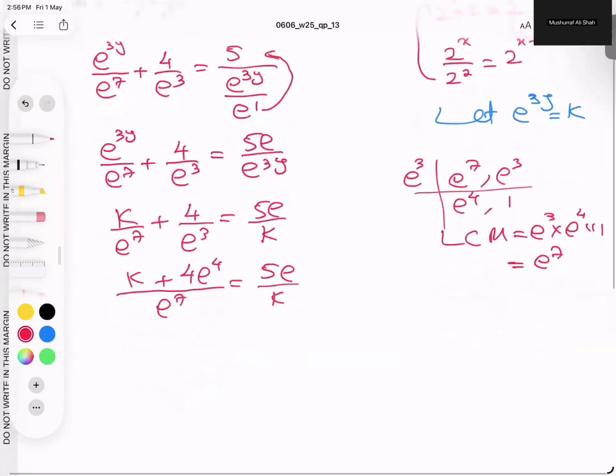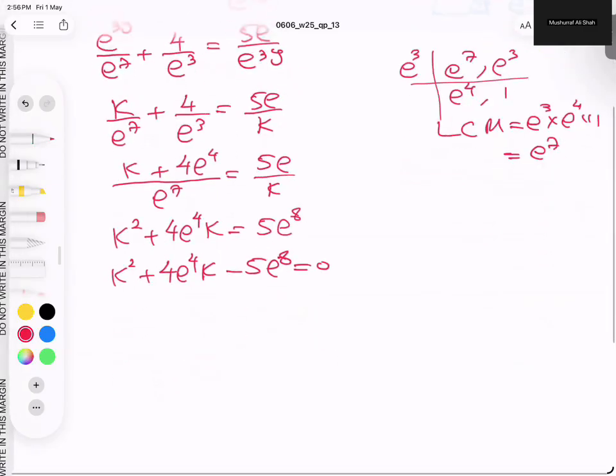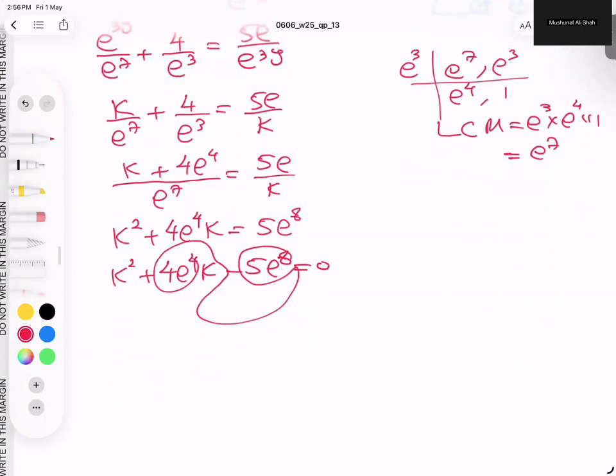Now we do cross multiply. So I'm getting k squared plus 4 e to power 4 k equals 5 e to power 8. Now I bring everything to the left hand side: k squared plus 4 e to power 4 k minus 5 e to power 8 equals 0. Make sure the coefficients are constants and the variable is only k. Now let me check, is factorization possible? 5 ones are 5, but we have the e to power 8 also available.